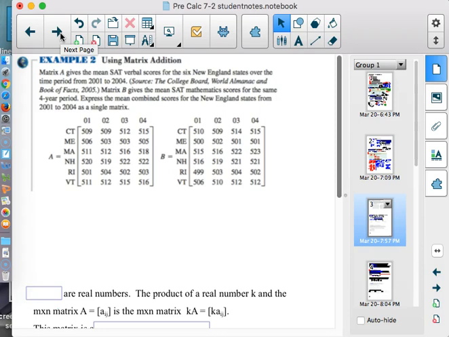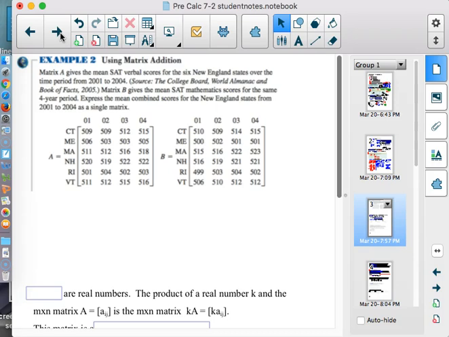Next page. Matrix A gives the mean SAT verbal scores for the 6 New England states over the time period from 2001 to 2004, and it gives us the source there. Matrix B gives the mean SAT mathematics scores for the same 4-year period. So 2 parts to the SAT. You have the verbals and then you have the mathematics. And what we want to do is express the mean combined scores for the New England states from 2001 to 2004 as a single matrix.